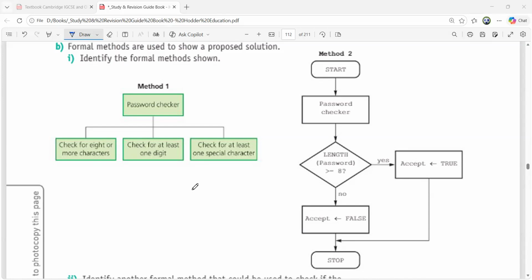Which one is the first one, beta? Password checker: check for 8 or more characters, check for at least 1 digit, check for at least one special character. So what is happening here? No, they are talking about the method we are using here. Identify the formal methods which are shown. Which is this method and which is this method? I just want to know the names of the methods.